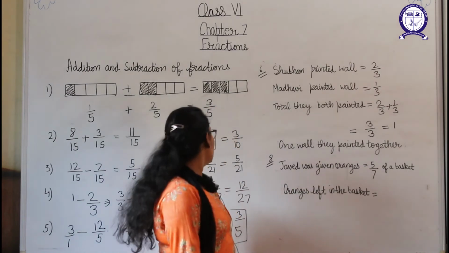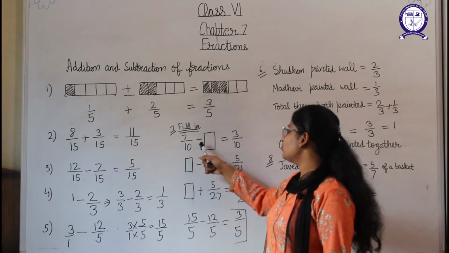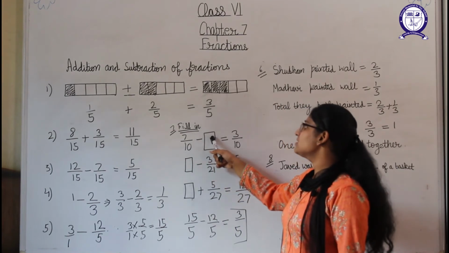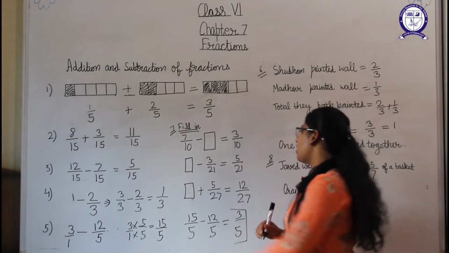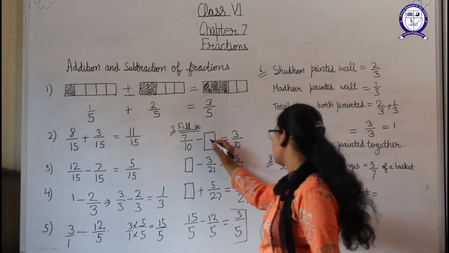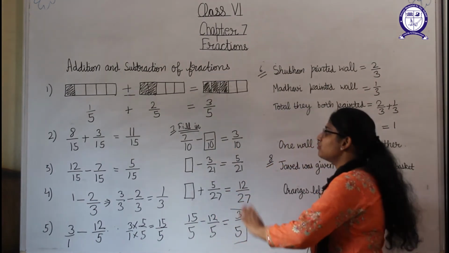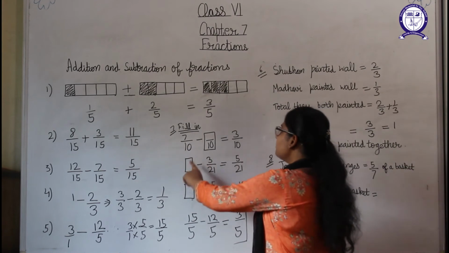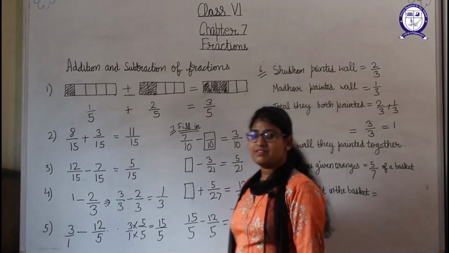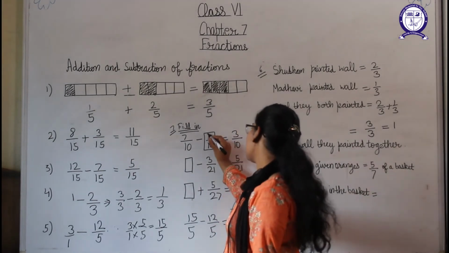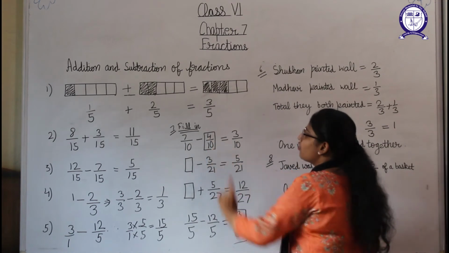Okay. Now the 7th question is we have to fill in. Here 7 by 10 is given to us. We have to subtract some fraction so that we can get the answer as 3 by 10. Now 10 is here, 10 is here, so in the denominator we can easily put 10. Now we have to think of the value so that if we subtract it from 7, we will get 3. So what is that value? 4, because 7 minus 4 will give us 3. So the answer is 4 by 10.